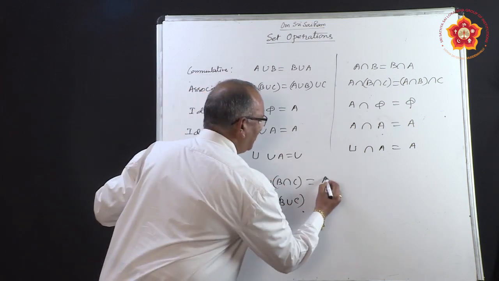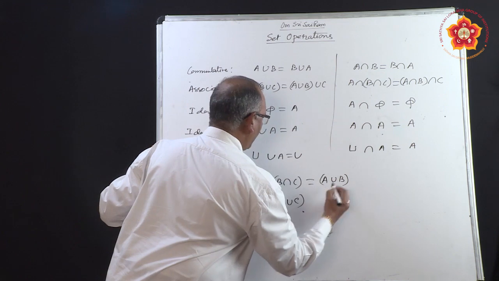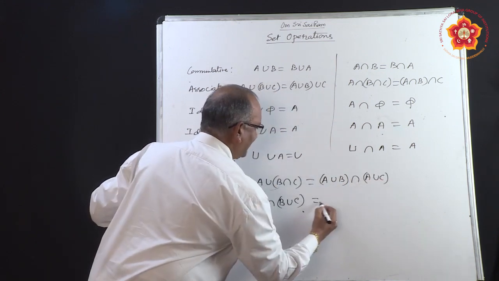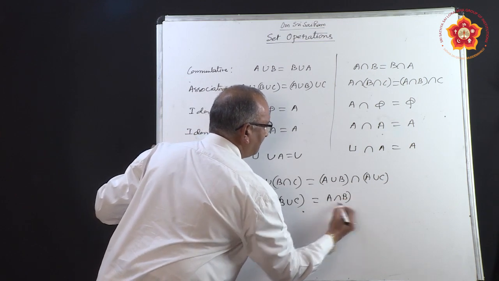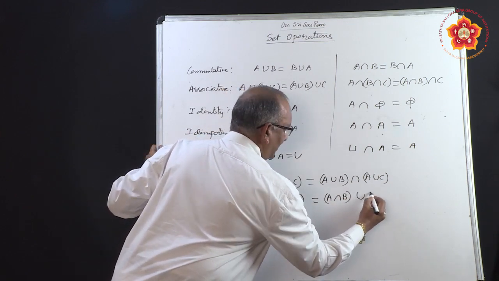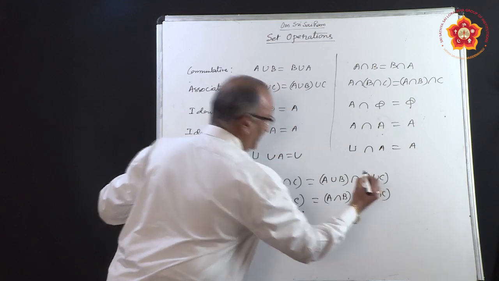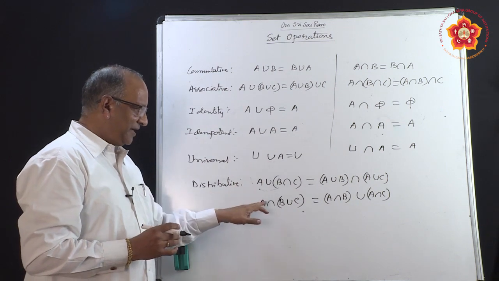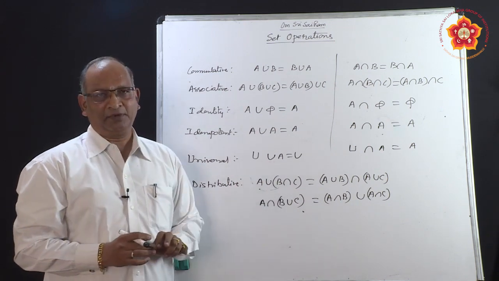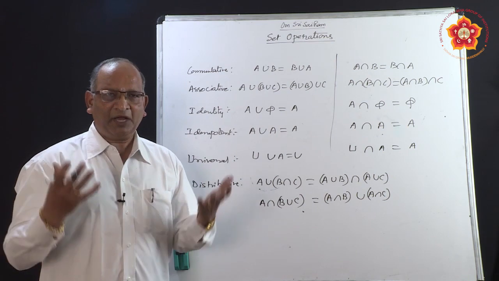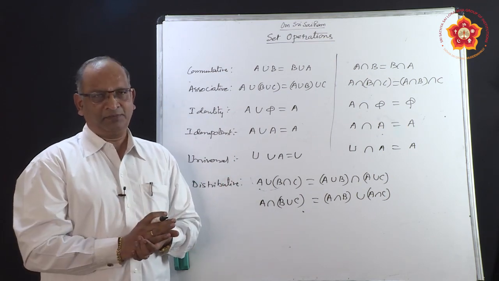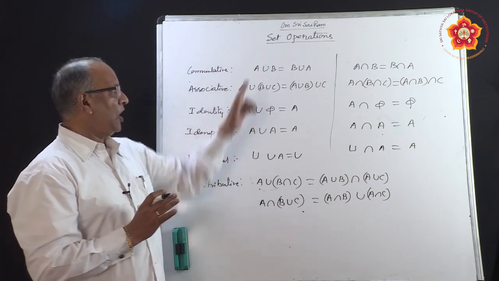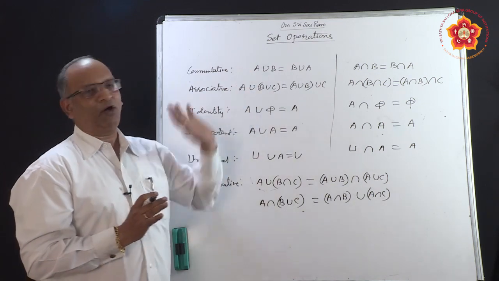So the first one is A union B intersection A union C, whereas the second one is A intersection B union A intersection C. In both the contexts we use, here we say union over intersection, here we say intersection over union. But keep in mind, whenever you are talking about distributive law, you are using two operations at once. Whereas for all the other laws, we use only one operation at a time.